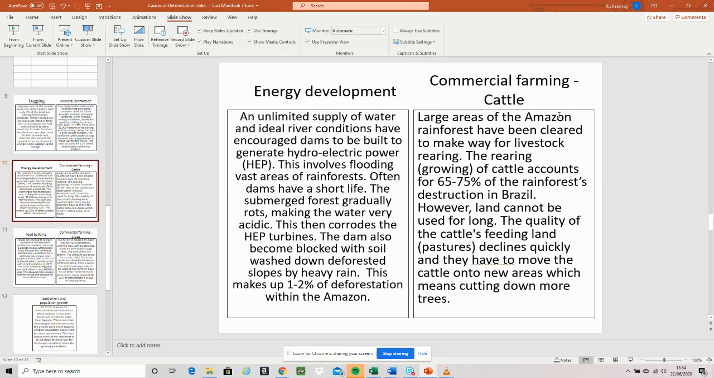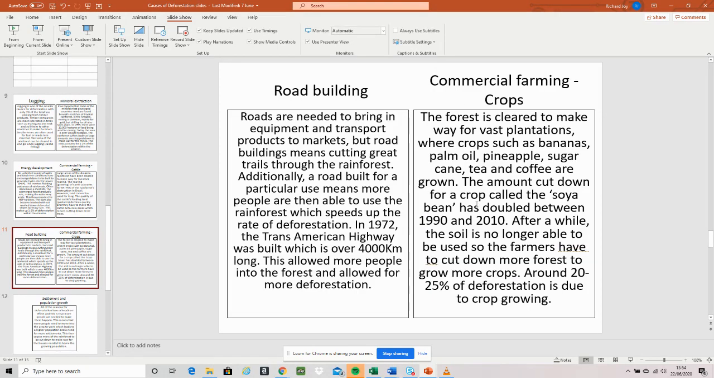Okay, so let's move on to the first of those farming options, so cattle farming. We've had large areas of the Amazon cleared to make way for livestock rearing. You're looking at 65 to 75% of the rainforest destruction in Brazil. So this is pretty serious stuff. But here's the thing. The land isn't used for long because the quality of the cattle's feeding land, the pasture, declines very, very quickly. And so they have to move on to new areas, which means cutting down even more trees.